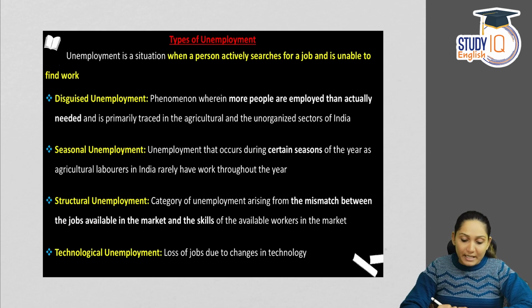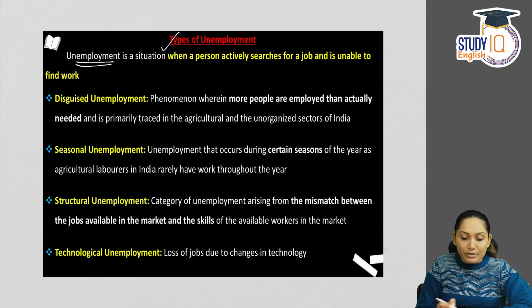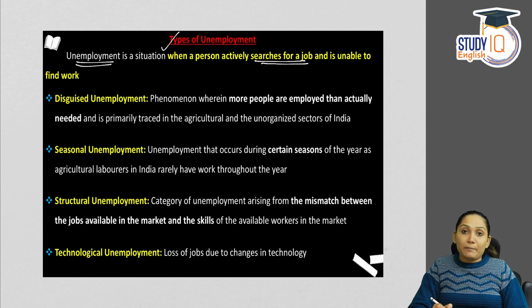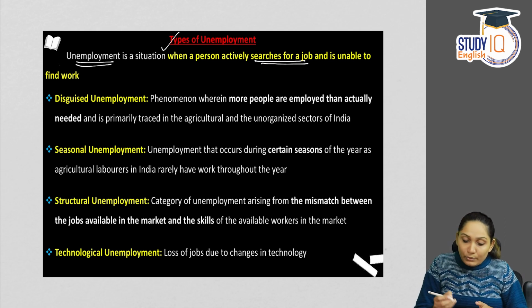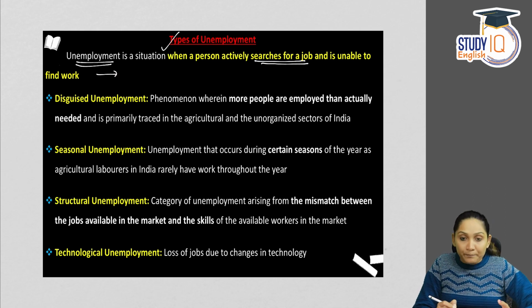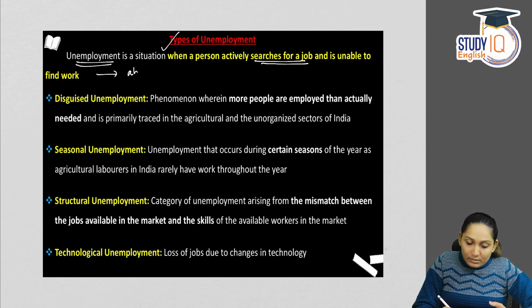Next, we are coming to the types of unemployment. So first we will see the definition of unemployment, then we'll come to different types. Unemployment is a situation when a person actively searches for a job and is unable to find a job. That is unemployment. So unemployment is a situation where a person is able and willing to work. So two things have to be met. Two requirements are there: ability plus willingness.